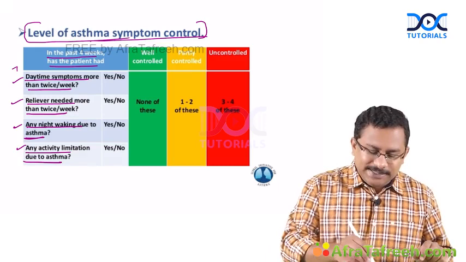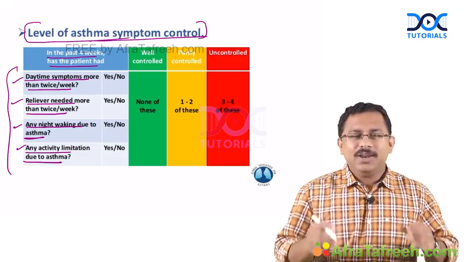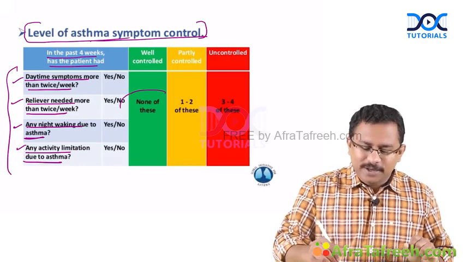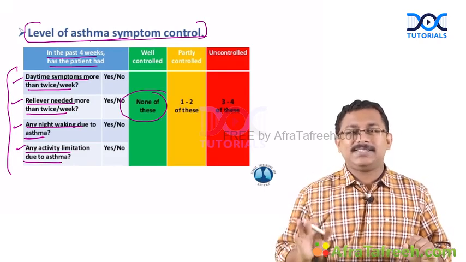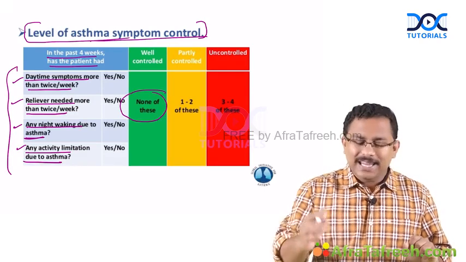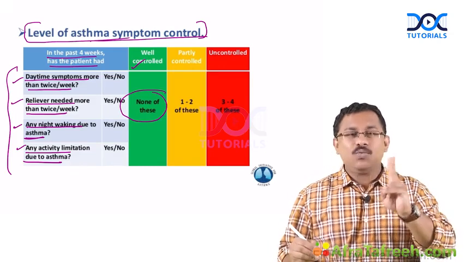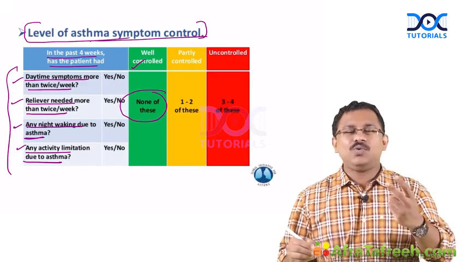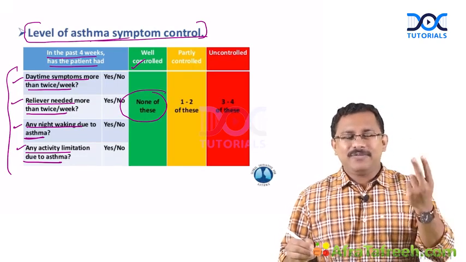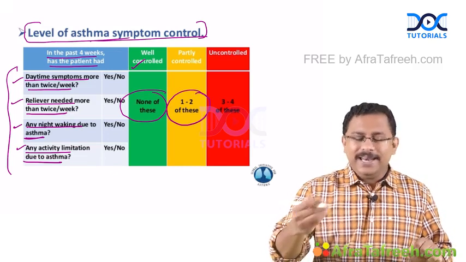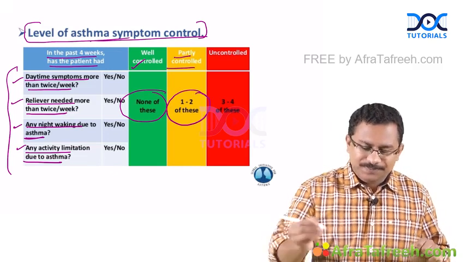So these 4 questions are asked and you have got to give a yes or no answer. And if the patient has answered no to all 4 questions, then he will fall under the category of well controlled. If any 1 to 2 of these 4 questions are yes, then he is given partly controlled.